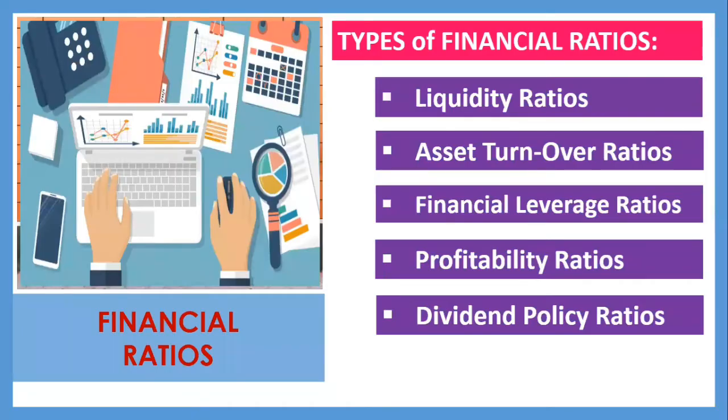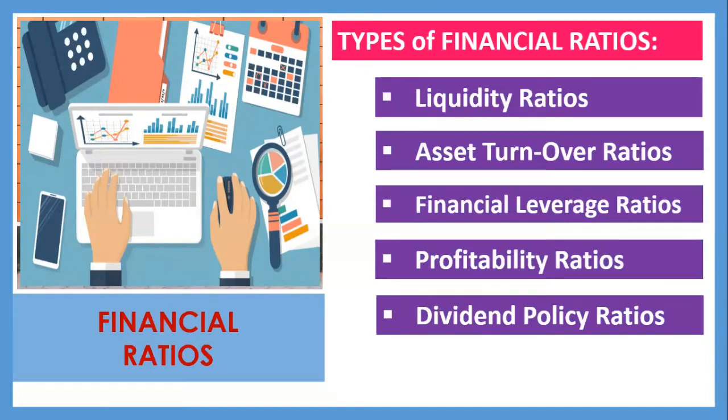In order for us to better understand these ratios, let us move on by discussing individually the different types of financial ratios. As you can see, we have five types of financial ratios. First, we have liquidity ratios. Second, we have asset turnover ratios. Third, we have financial leverage ratios. Fourth, we have profitability ratios. And lastly, we have dividend policy ratios.